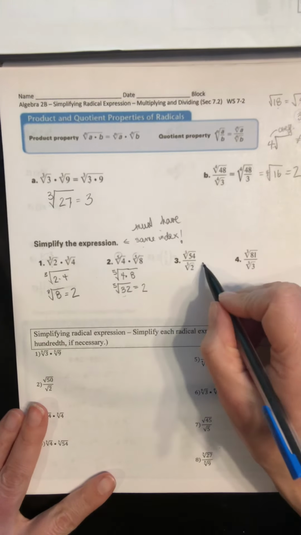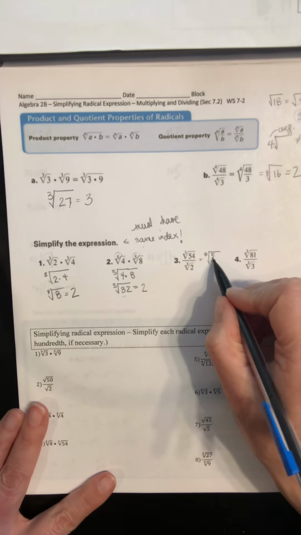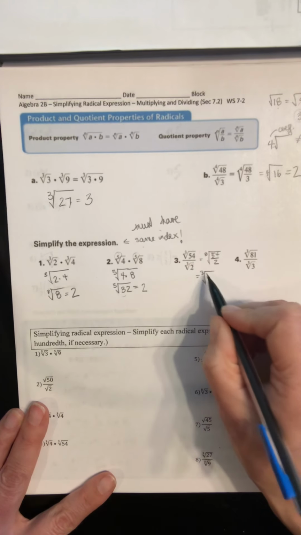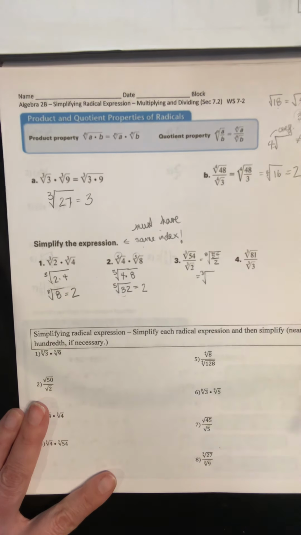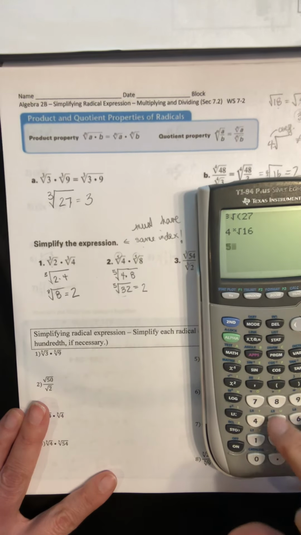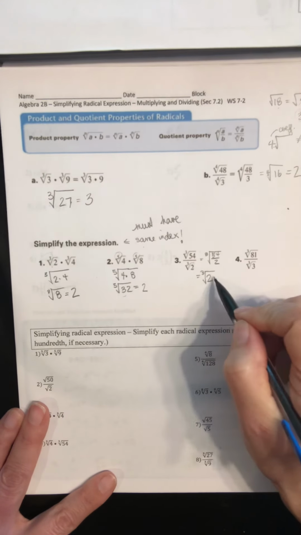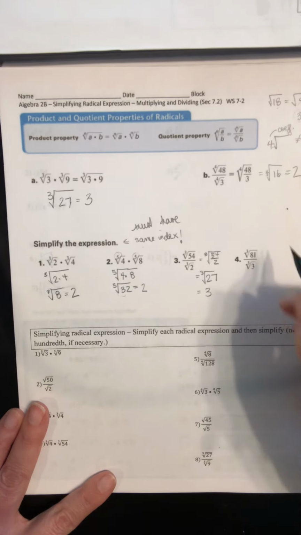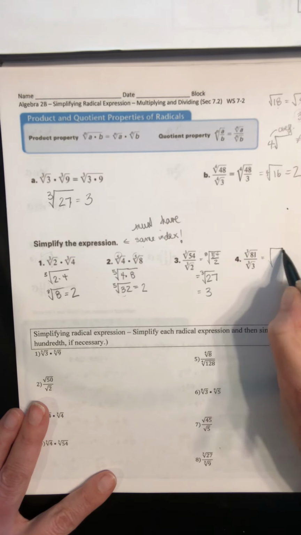So now this guy is the third root of 54 divided by 2, I believe, right? So if you do 54 divided by 2, you get 27, and then the third root of that is 3. Last but not least, the third root of 81 divided by 3.